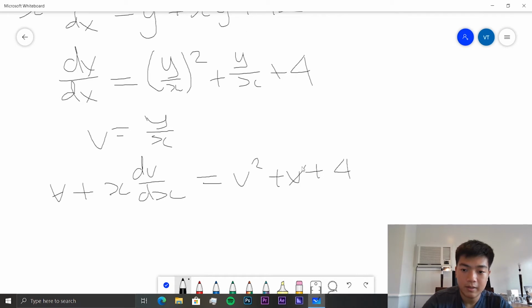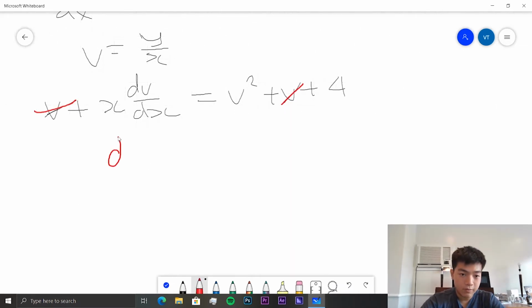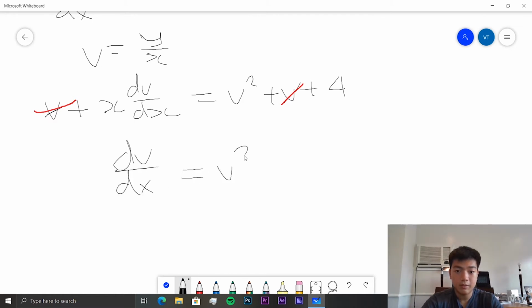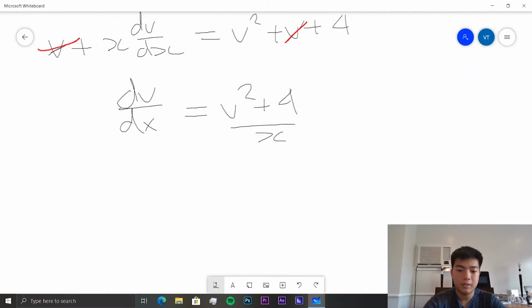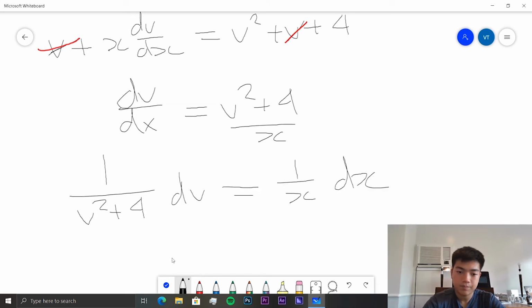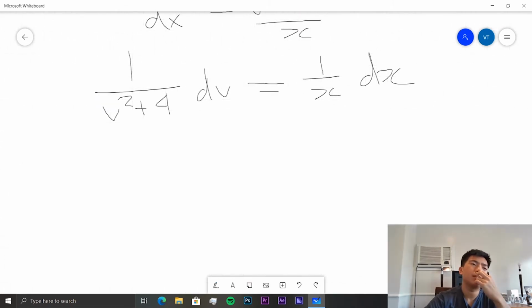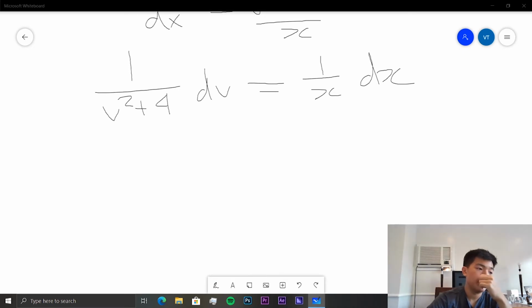Cancel the v's out. So we have x dv over dx is equal to v squared plus 4. So if we divide both sides by v squared plus 4, we get 1 over v squared plus 4 dv is equal to 1 over x dx. And so can we do partial fractions here? I don't think so. Let's think.